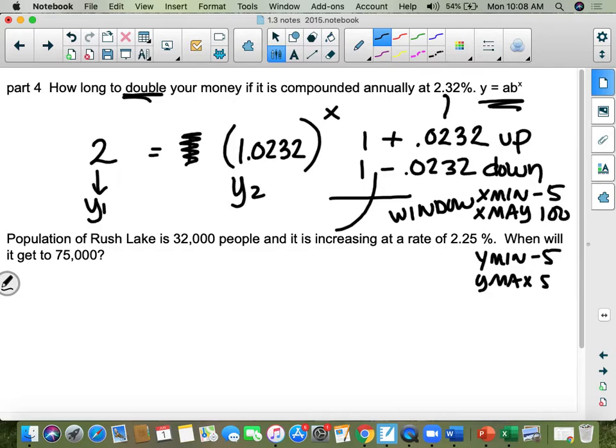Do you remember how to go into intersection now? Now you go under second calculate, second trace, you guys. Hit second calculate, find the intersection, which is down to number 5. Move your cursor to where you think it's going to intersect, and keep hitting the enter button until it says intersection on the bottom. It's going to intersect, you guys, at 30.222 when y equals 2. It's going to take 30.22 years for it to double its money.